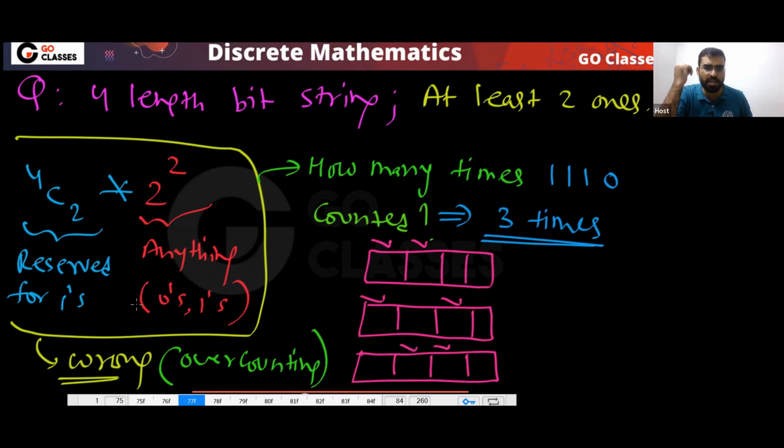This same string you can create. So these are the reserved for ones. Okay. Now in the remaining, you can put what you can do in the remaining.